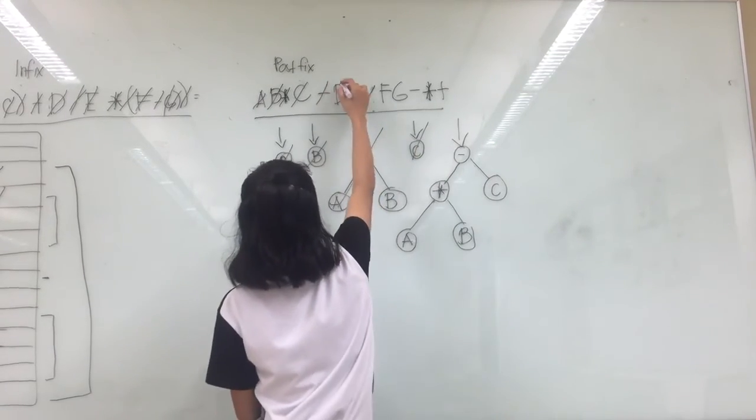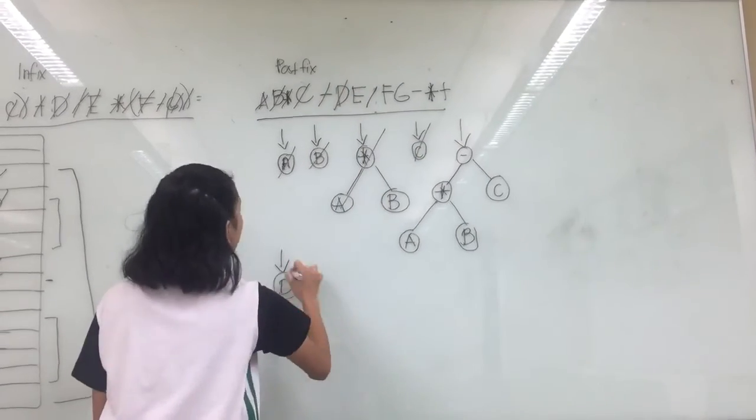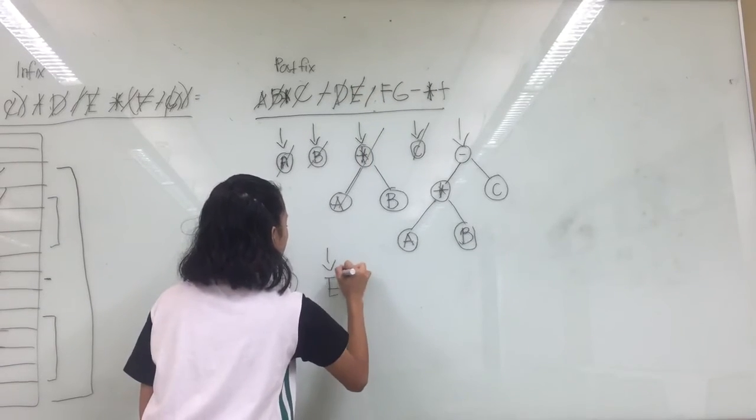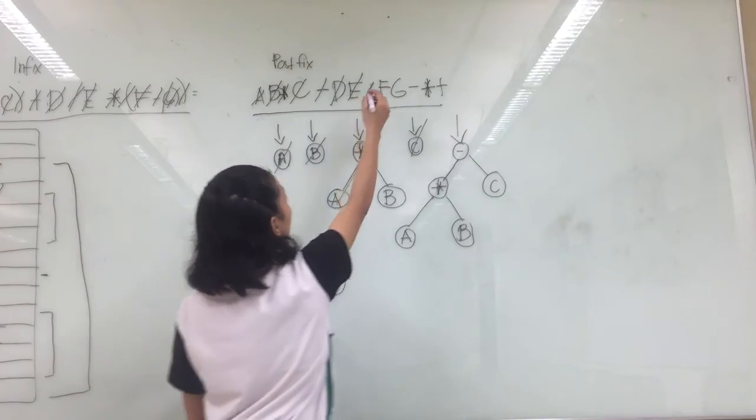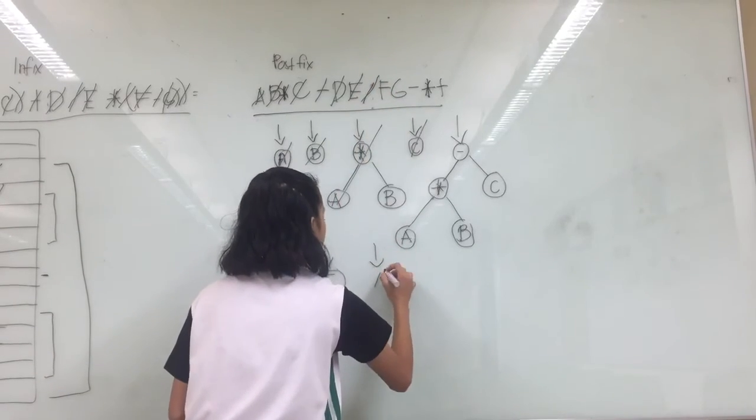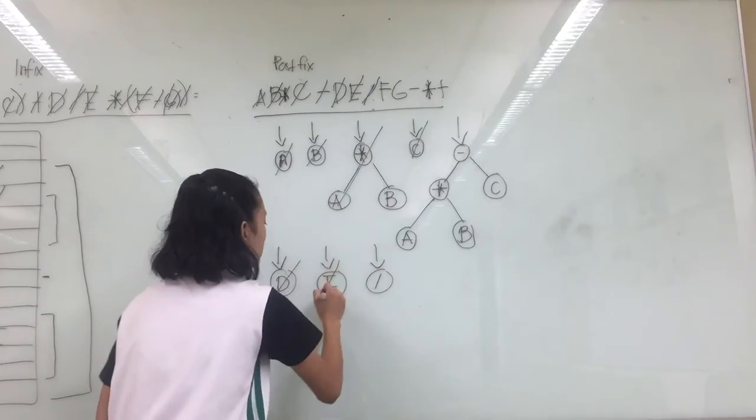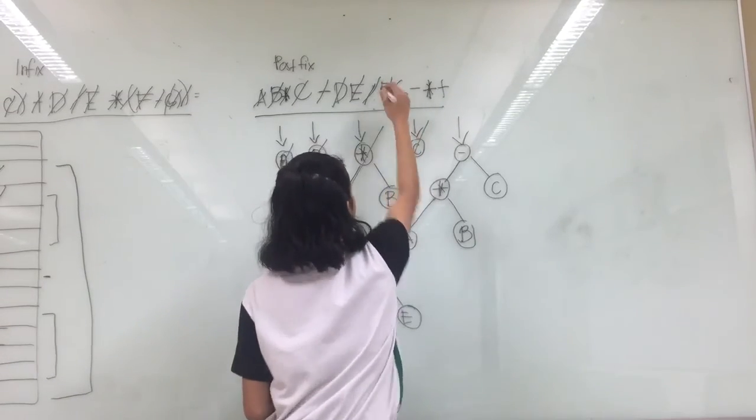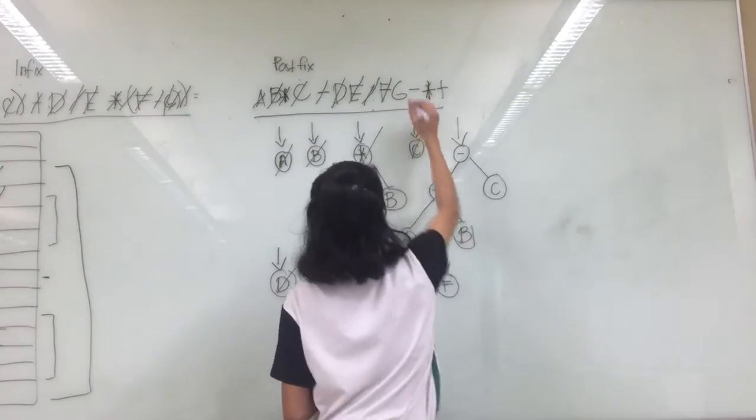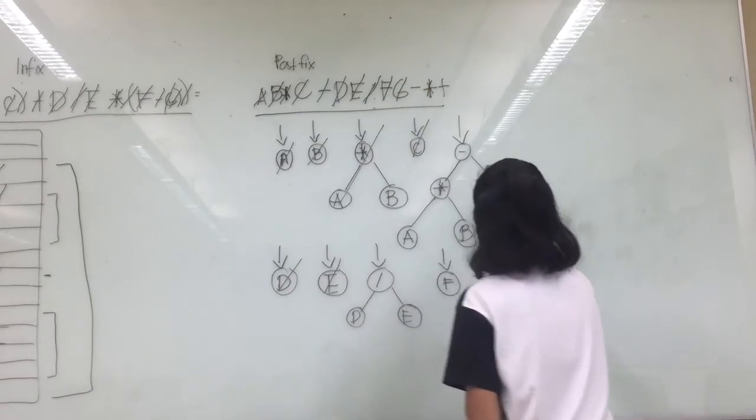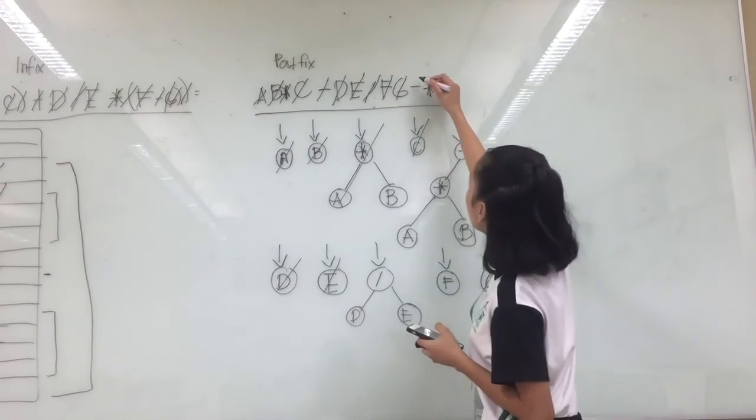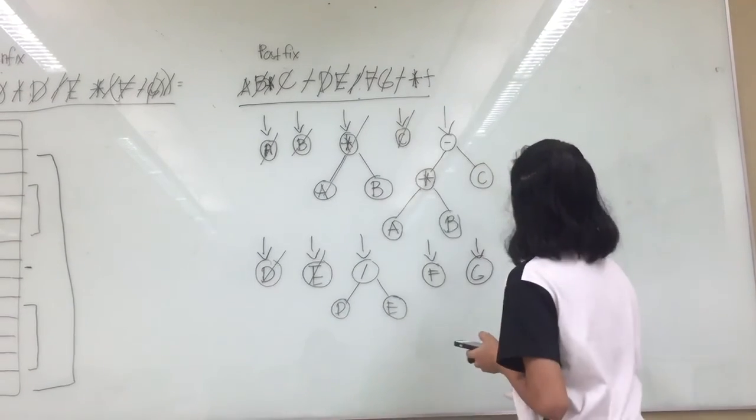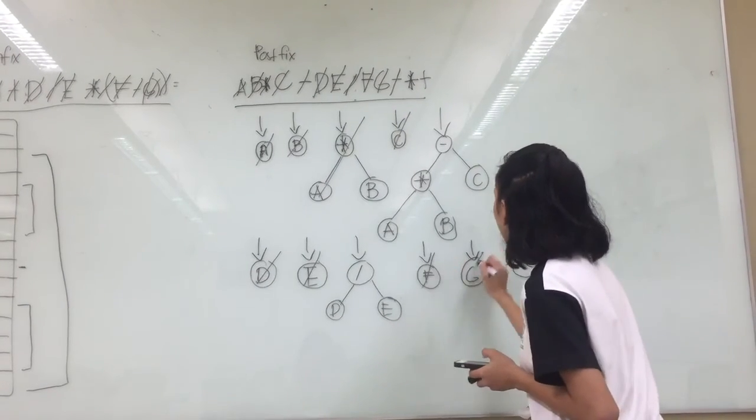Next is an operand. Operand again. And then operator. Pop the two topmost. Next is an operand. Then operand again. An operator. And operator. Pop the two topmost and create.